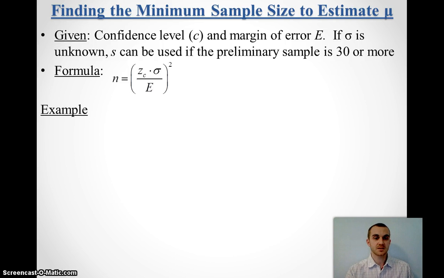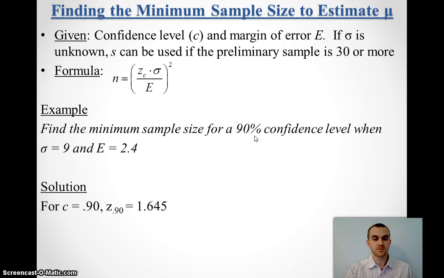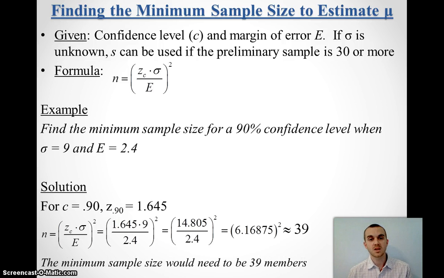So, let's look at an example. Say that I want to find the minimum sample size needed for 90% confidence level. I'm given a population standard deviation and margin of error of 2.4. Now, the z-score corresponding with 90% is 1.645. My margin of error and my standard deviation are given, so I can plug in each of the parts and simplify to find my sample size. So it's just one step after another, multiply and divide. Now I'm going to square, and that comes out to about 39. So what this means is I would need a minimum sample size of about 39 people to do my study.